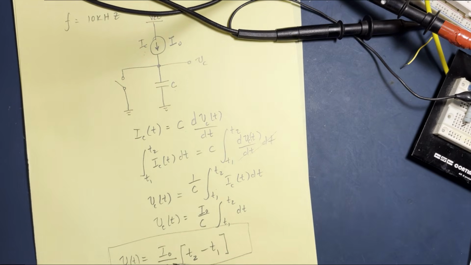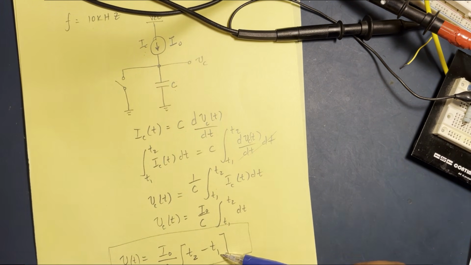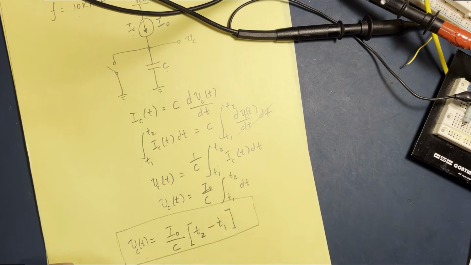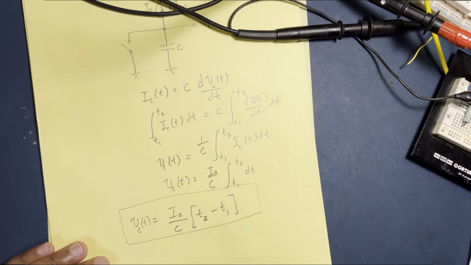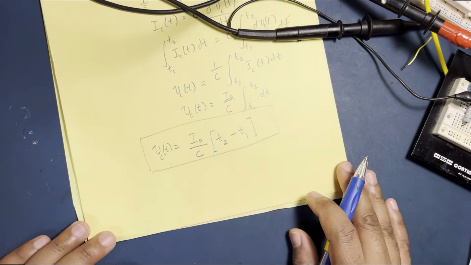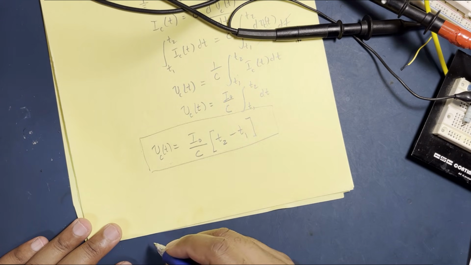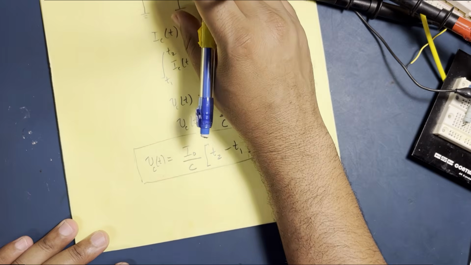The voltage is going to rise from the time that it started to where the time finished in a linear fashion. Okay, that's all this equation is saying. Now, if we want to use it for our application here, what I'm going to do is see the change in voltage across the capacitor.